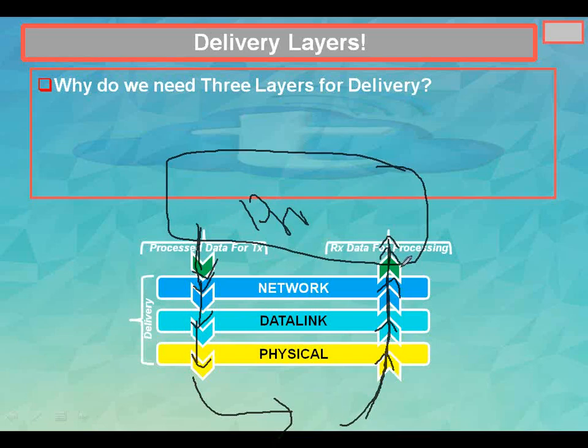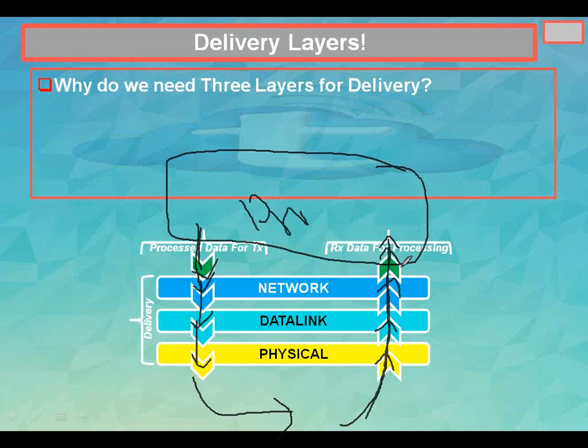It's simple. On the sending side, what happens? There is data that is already processed. What needs to be done with it? It is delivered to the destination. On the receiving side, what should happen? The reverse. Once the data is received, the delivery layers will give the data to the processing layers, because the processing layers have to do the reverse activity.